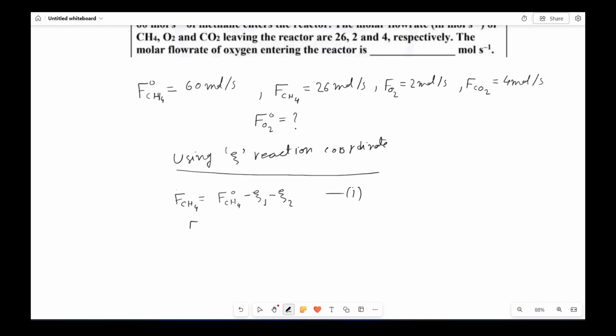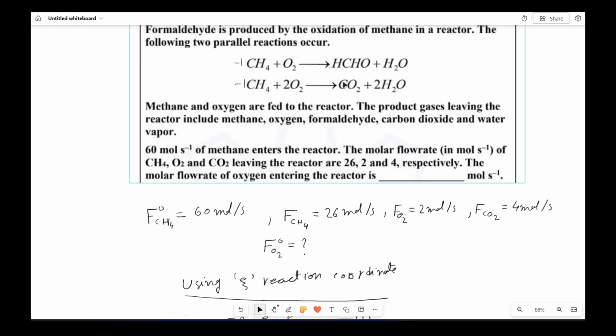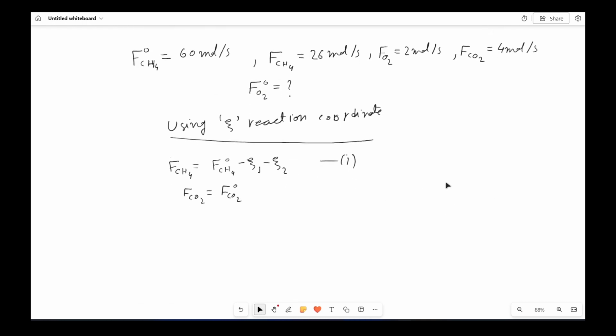And FCO2, which is given in the question, we will write the expression for it. FCO2 naught, and in our reactions CO2 is present only here, only in the second reaction, and its stoichiometric coefficient is positive 1. So it will be FCO2 naught plus zeta 2. Now this is the second equation.